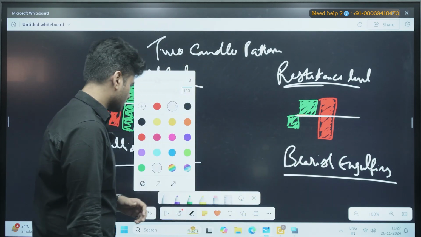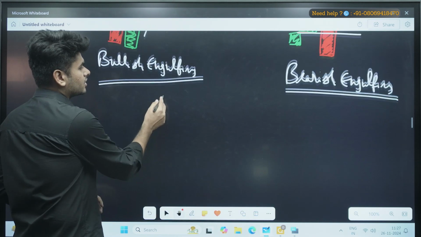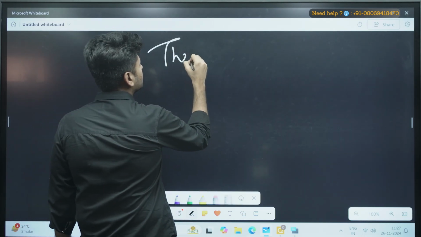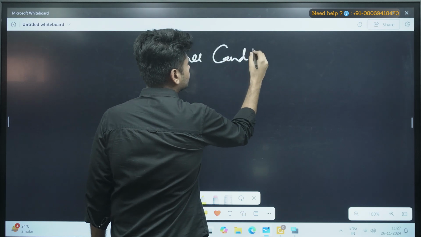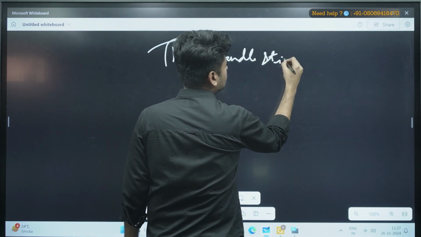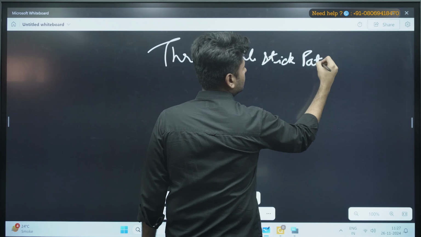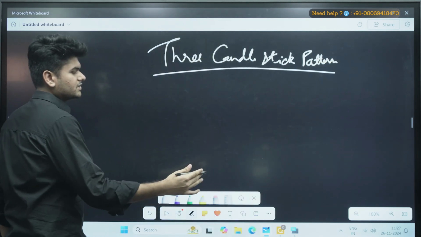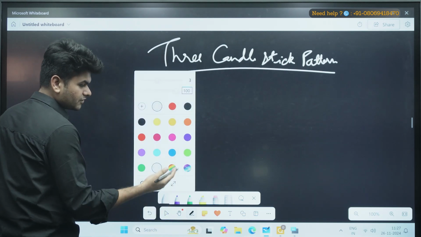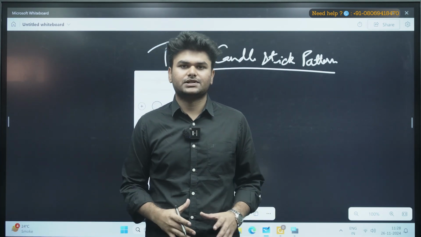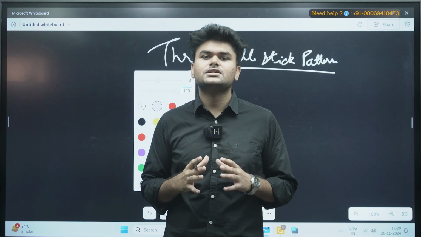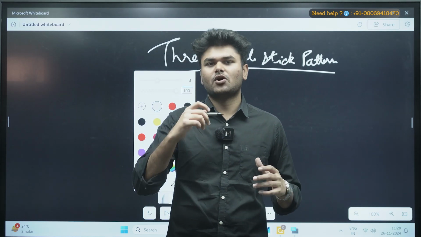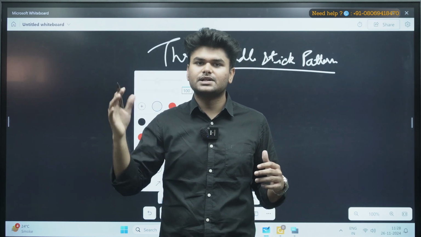Now again, let's go for a third type of candlestick pattern. In that we are seeing three candles. Here we are having the morning star and evening star. As the name suggests, generally for the morning star, as you know, the day starts in the morning. So with the morning star, we start to begin something in the morning.